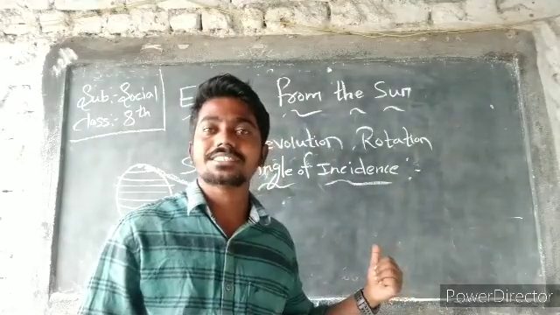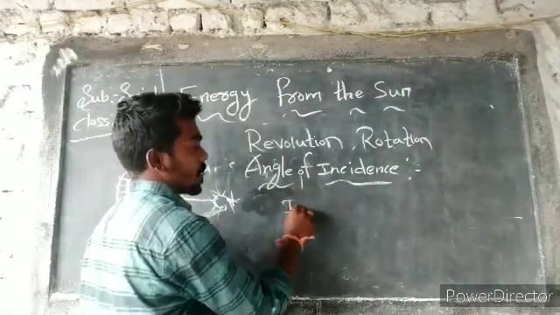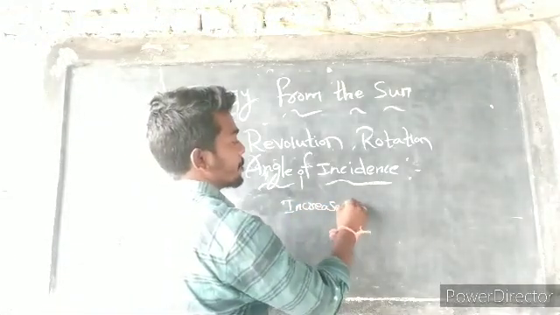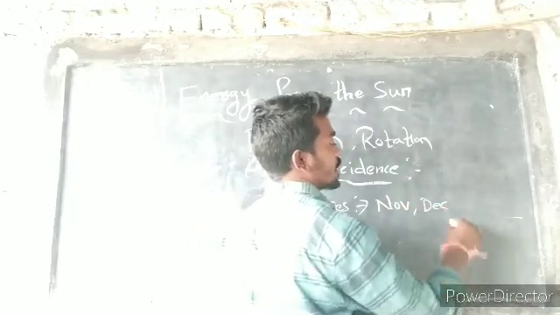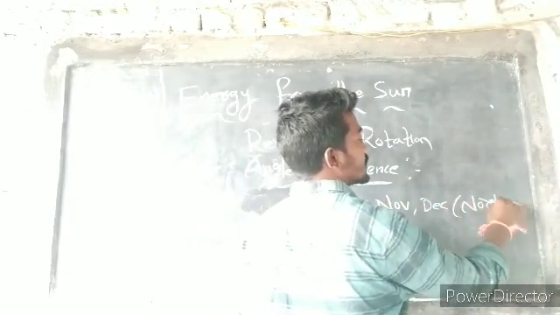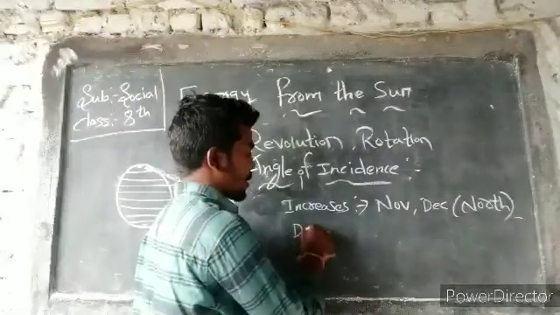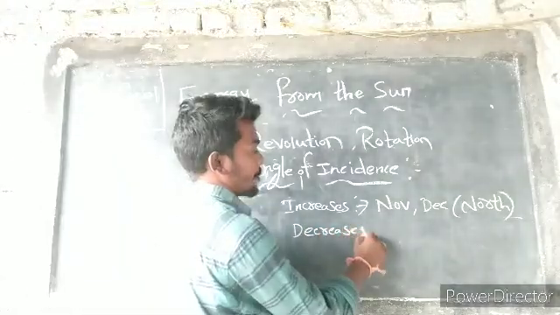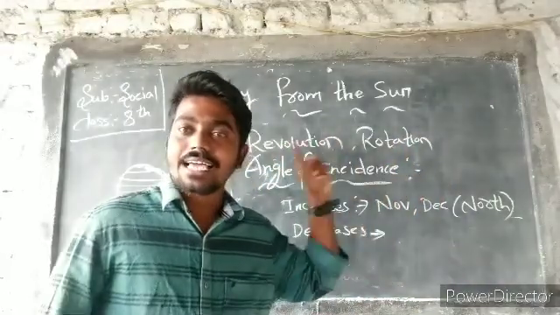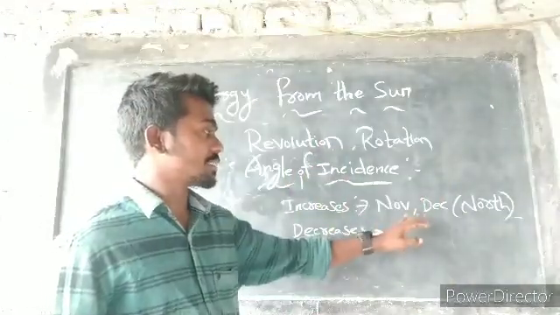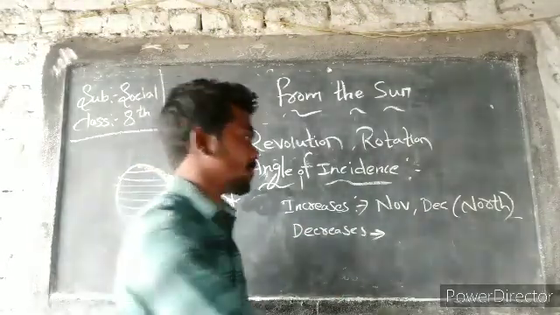Then the angle of incidence also changes. The angle of incidence increases in November and December in the north of the equator, and decreases in May and June. The angle of incidence is changing because of the earth's revolution.